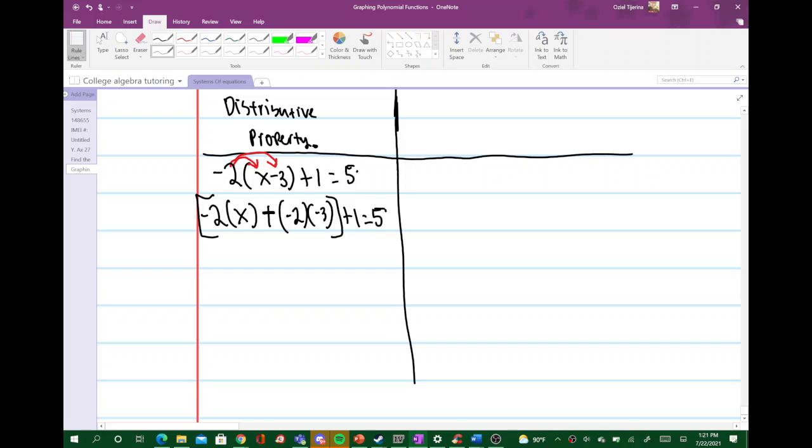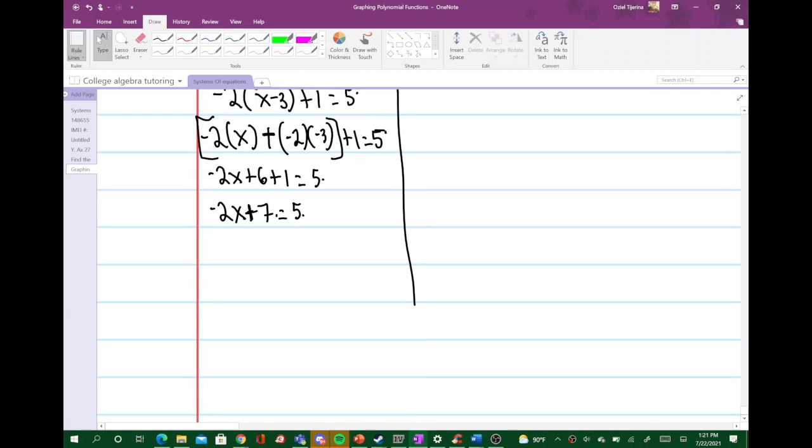So negative 2 times x obviously is negative 2x, and then negative 2 times negative 3, we know that two negatives make a positive, right? So it's a positive 6, right? And then we still have that plus 1 left over here, so we have to still add that, and we then have is equal to 5. So then this gives us negative 2x, and then we know that 6 plus 1 is 7, so plus 7 is equal to 5, right?